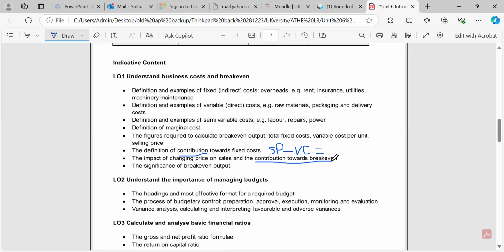Contribution towards break even. So what is the break even? Total revenue, meaning the total value of the sales, equal to TC, the total cost, what the business costs. That we call break even. It is like what you earn every month as income, and you spend the same amount. That is your break even: what you earn, what you spend.